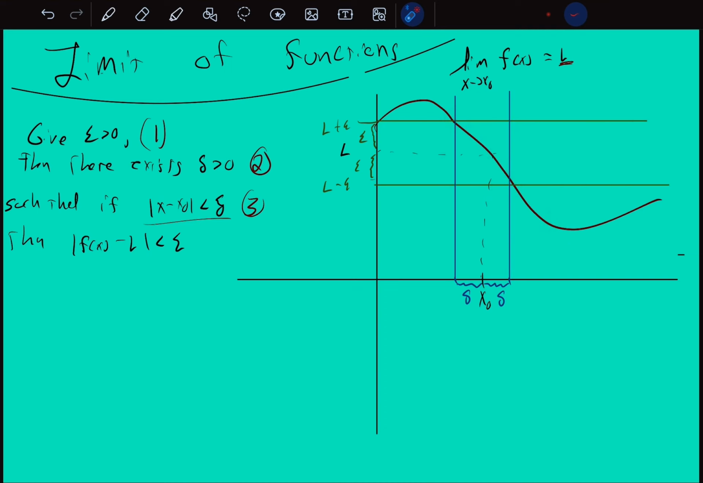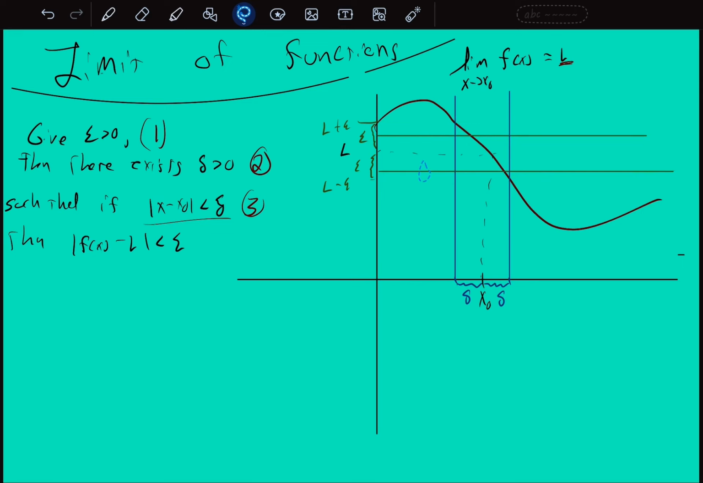But that's just for a specific epsilon. What if the epsilon were this? Then, does our delta work? Look at our delta. It's in this region and this region. Is our x here always within? No, it's right there. There's a problem. That's out of the region. Oh no, wait, there exists. It's not for all delta. We can create any delta we want such that this is true.